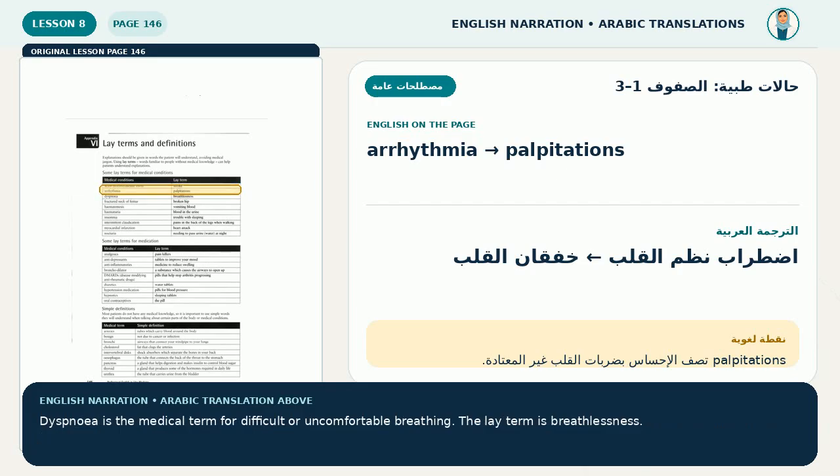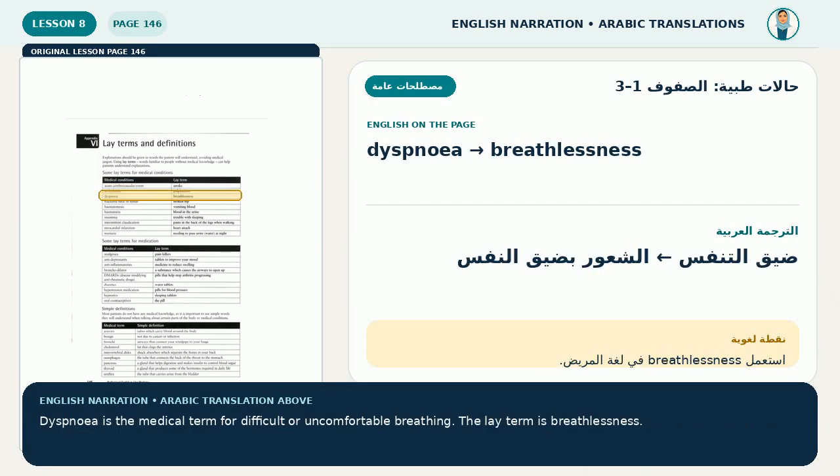The third row is dyspnea. Dyspnea is the medical term for difficult or uncomfortable breathing. The lay term is breathlessness. A patient may say, "I feel breathless," or "I get breathless when I walk." This is clearer than asking whether the patient has dyspnea.